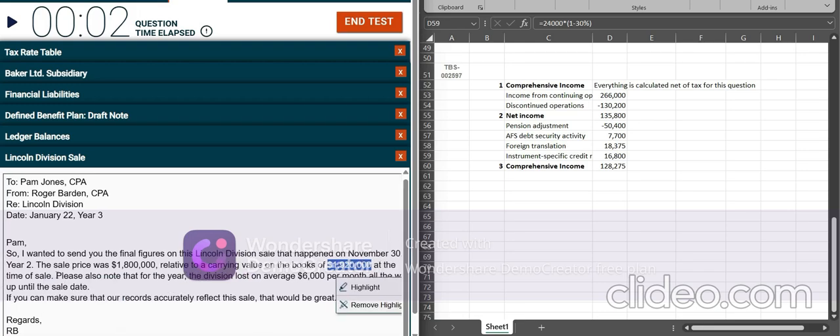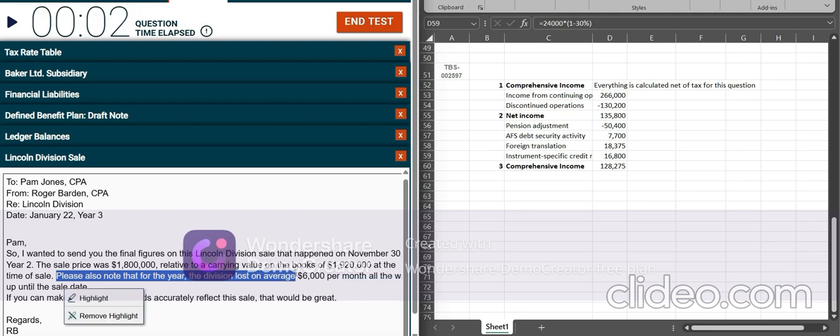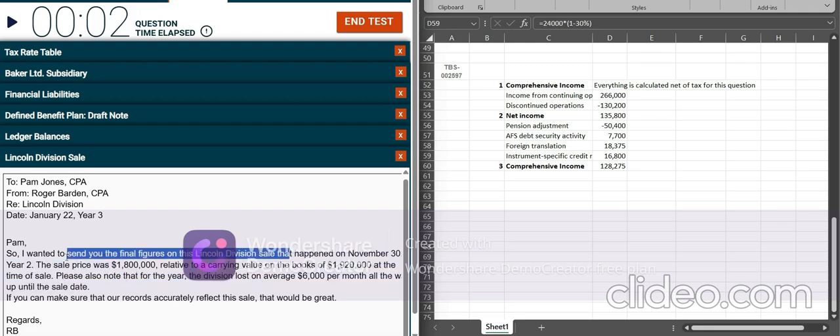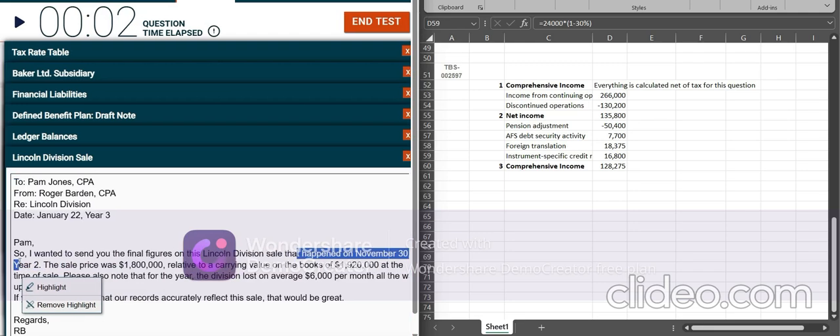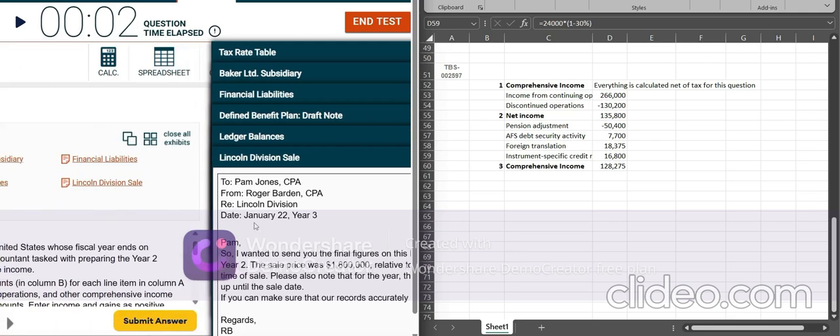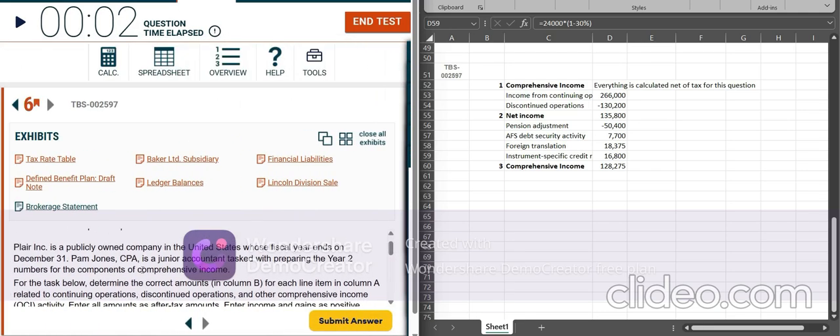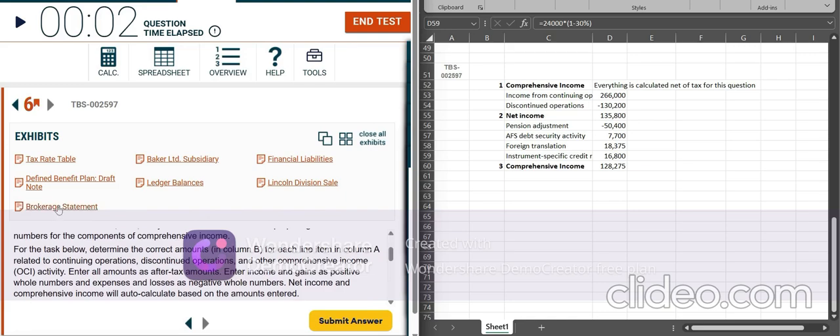And they are telling us to please also note that for the year the division lost on average $6,000 per month, and since they are operating on a fiscal year, and the sale happened on November 30 year 2, we also have to take the cost of $6,000 per month up to 11 months.